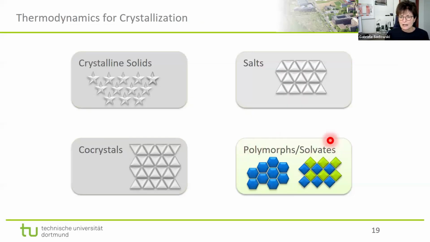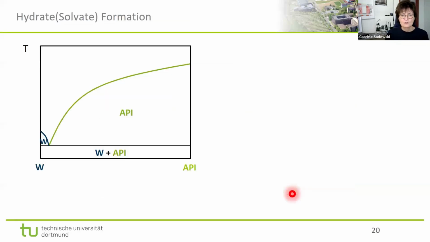Now I move to the last part, which is polymorphs and solvates. So what is a polymorph? The APIs we are talking about, the molecules, you have seen already some examples used for pharmaceutical applications, are quite complex molecules. And they usually can not only form one type of crystal lattice, but they can form different crystal lattices, so different crystalline solids. And this is what are called polymorphs.